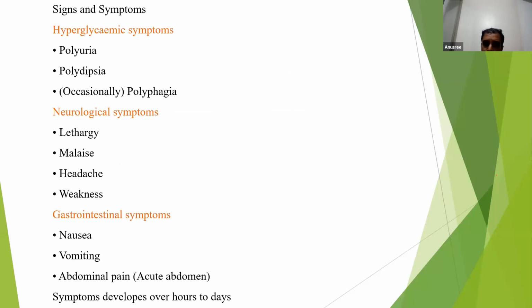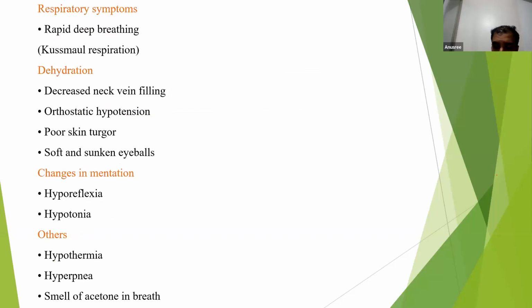The gastrointestinal symptoms: the patient may present as acute abdomen. Always think that nausea, vomiting, and acute abdomen in a lean patient with these features, with sugar values high, think of diabetic ketoacidosis. And the symptoms, you know, it may develop within hours or days. Okay, respiratory symptoms are also common in these patients.